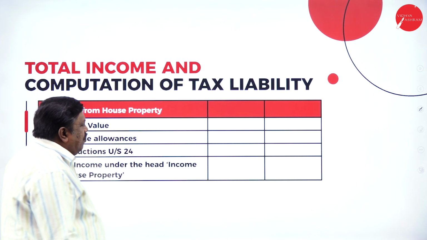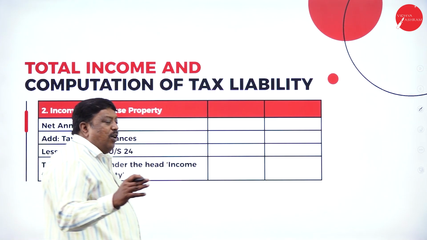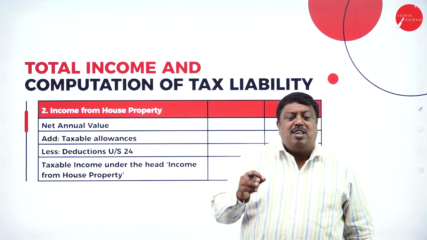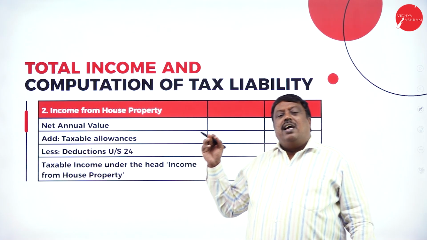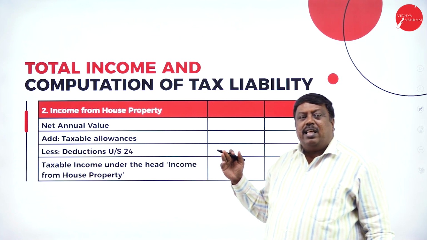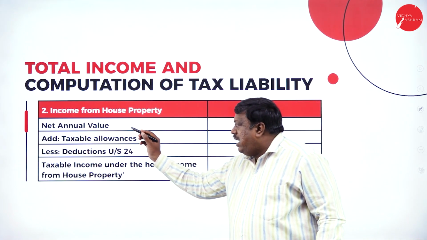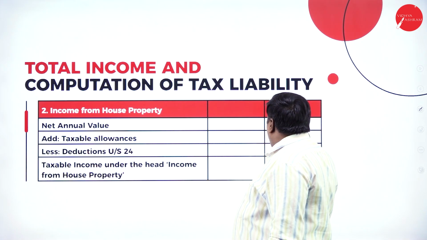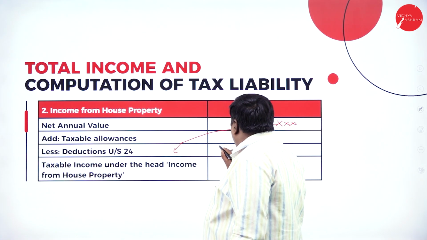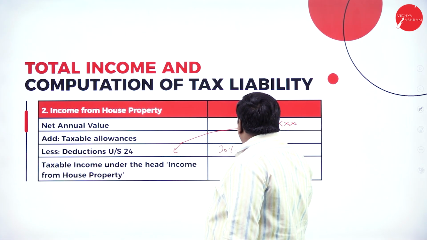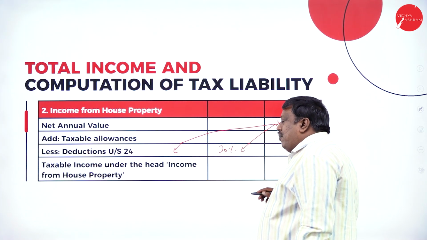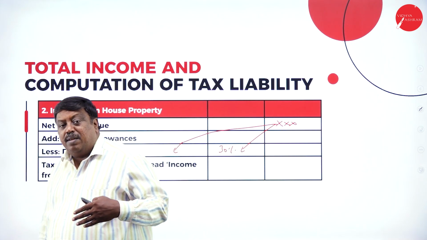Net annual value is for the let out property, and for self-occupied property it will always be nil. Self-occupied property used for business or profession is taxable under the head profits or gains from business or profession, and it is not taxable under the head income from house property. So on the net annual value we have here, there will be a deduction under section 24, 30% of NAV. 30% of NAV will be deducted, and the taxable income under the head income from house property is after deduction of 30% of NAV.